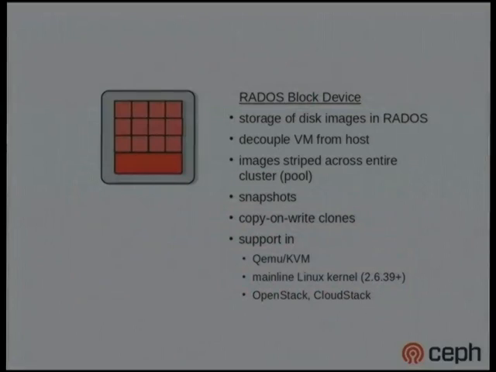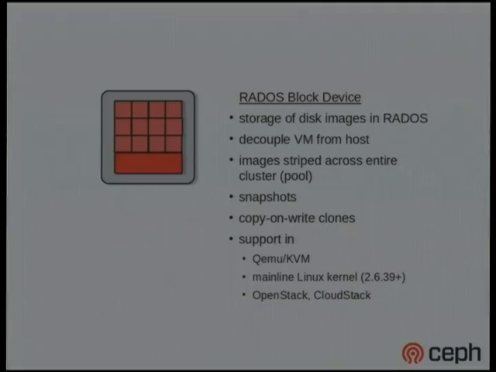Rados block device has all kinds of bells and whistles. You can do snapshots on images. You can do copy and write clones of images. So if you have a static operating system image, you can clone it for every VM in an efficient way. And there's native support in KVM and the Linux kernel. It's well integrated with OpenStack and CloudStack. Things like Xen are coming soon. There are prototypes for that.